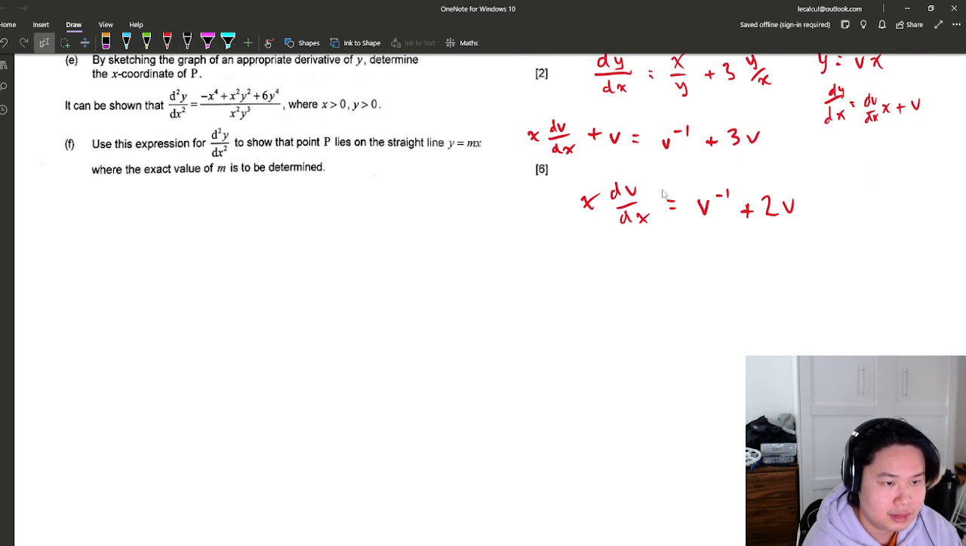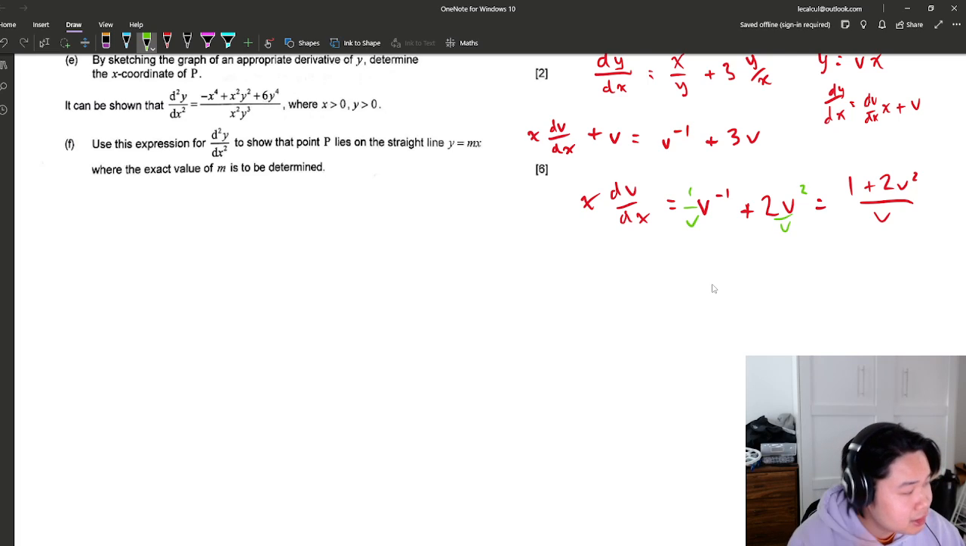Okay, and then separate. So then we will have 1 over, actually no, before I do that, let's make this side look better. This is v squared plus 2v over, wait, no, 1 plus 2v squared over v. Because this is basically 1 over v, and then we do a common denominator like that, and now we can separate.